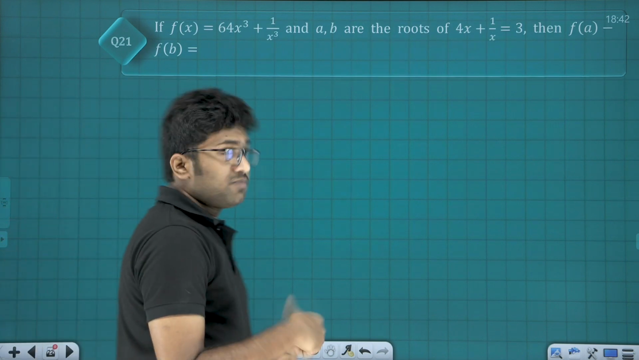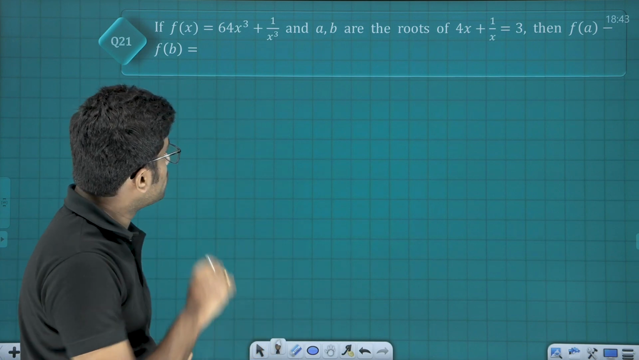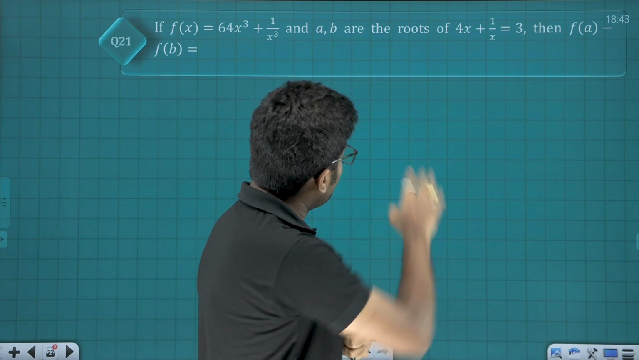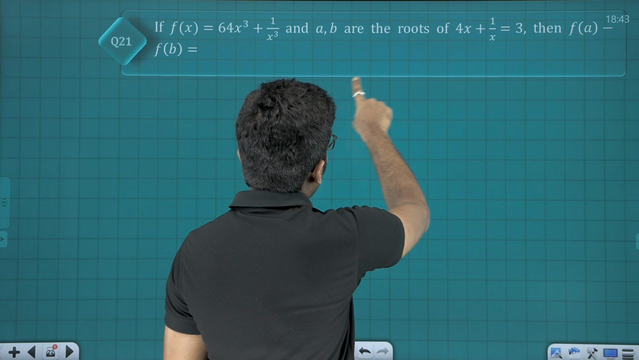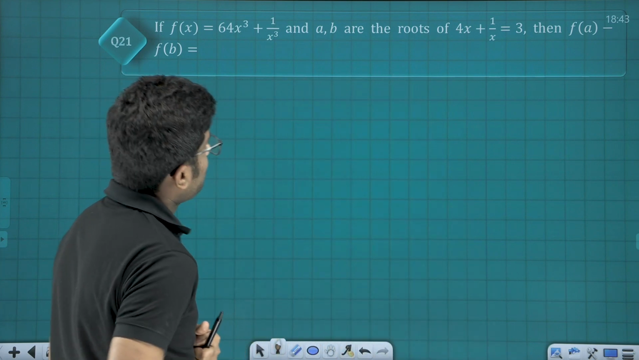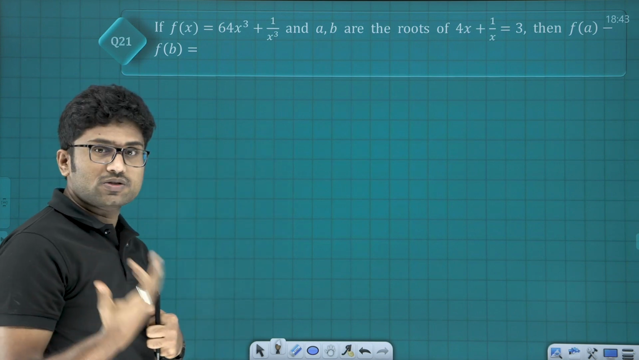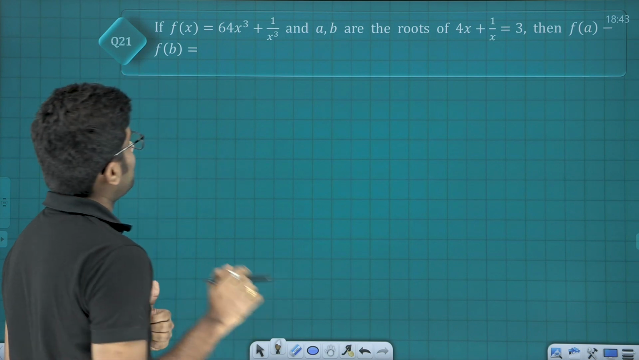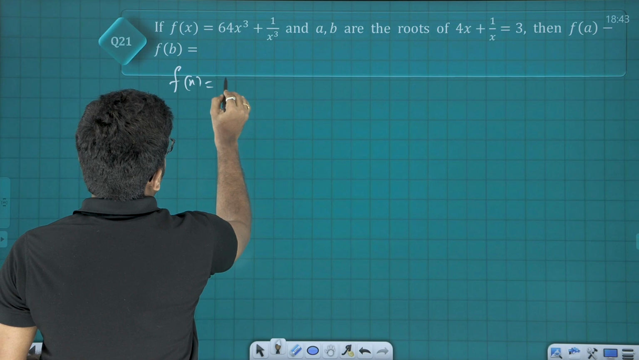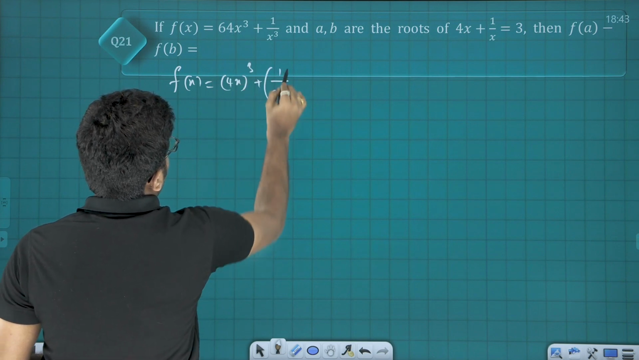We are done with MCQs. Now we are in numericals. First question in numericals. f of x is equal to 64x cube plus 1 by x cube, and a, b are the roots of the given equation. Then that means in place of x, if we put x equal to a, it satisfies, and if we put x equal to b, it satisfies. They are asking for the value of f of a minus f of b. Friends, look at this. What is f of x? f of x is equal to 64x cube. We can write this as (4x) whole cube plus (1 by x) whole cube.